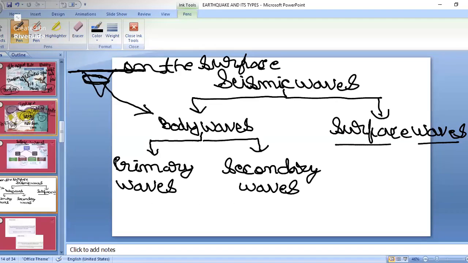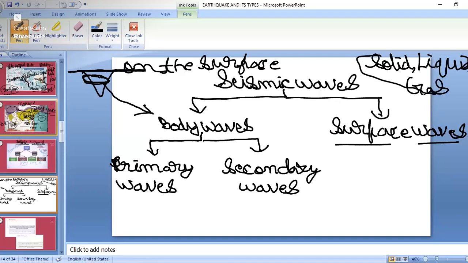Now, in the primary waves, what is happening? We know that we have three types of matter: solid, liquid, and gas. First, we must know that when there is a sudden release of energy at the focus, we feel some shaking at first. That is the primary waves, and remember that this shaking happens inside the interior of the Earth.